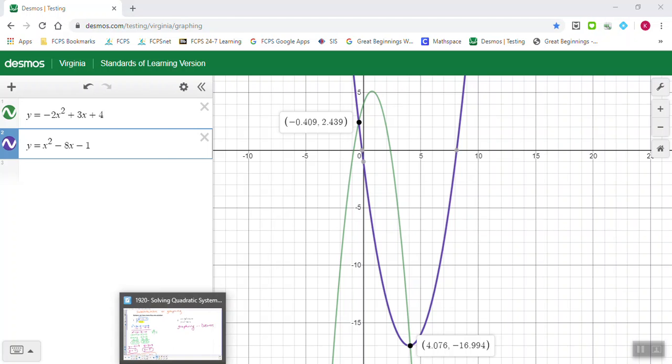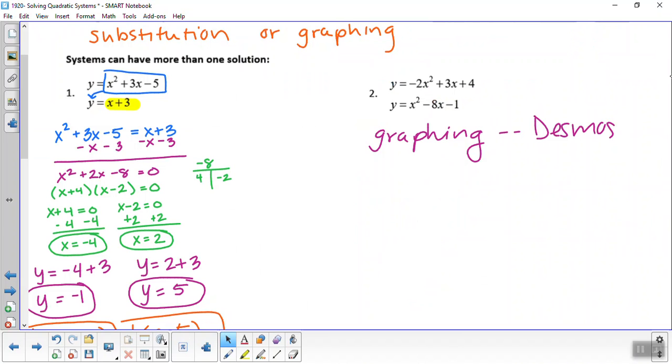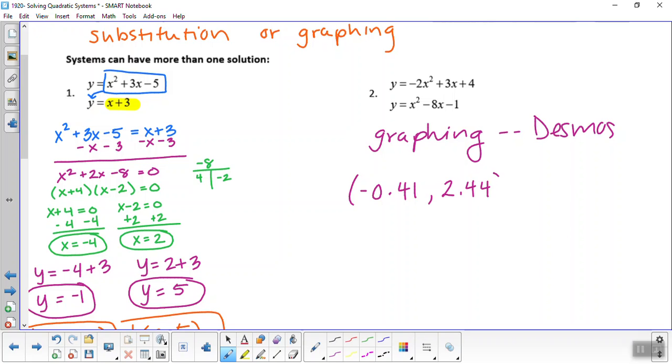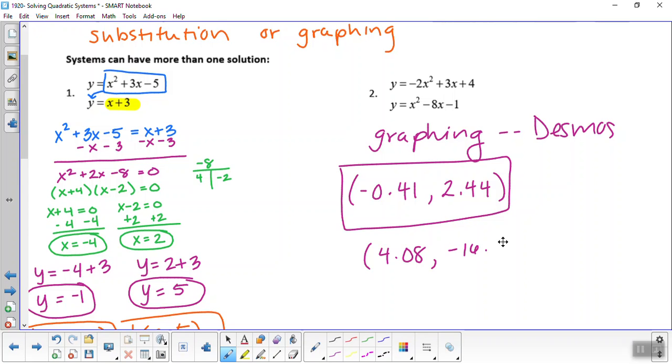Decimals. Now, back to my paper. We did say when we were dealing with graphing, decimals are allowed. We just want to round to 2 decimal places. So one is going to be negative 0.41, comma 2.44. So there's one solution. My second solution is 4.08, comma, negative 16.99. And there's my second solution.